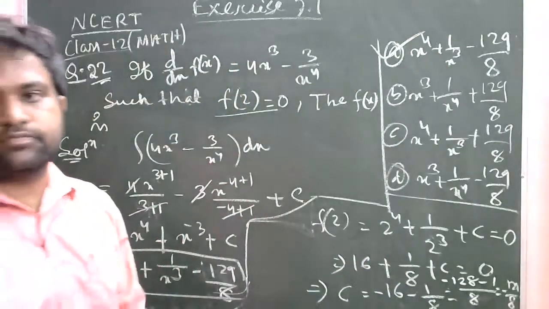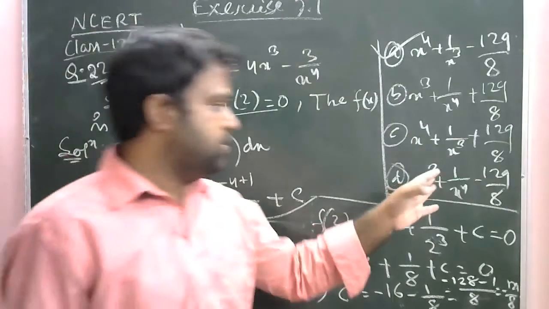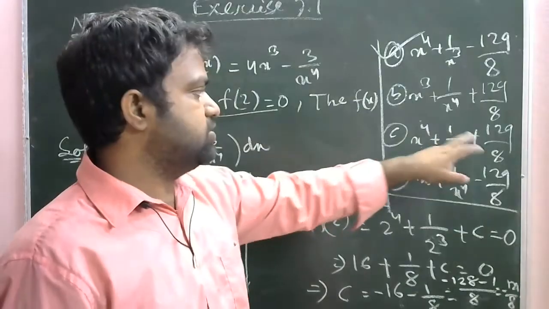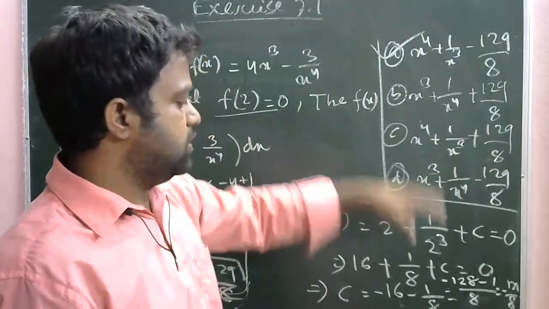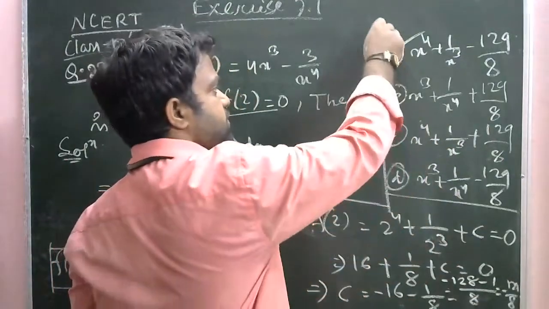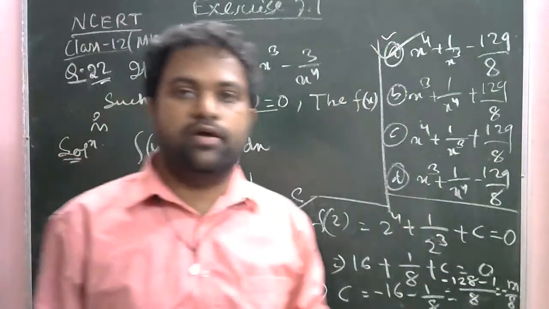Then the others are x³ plus 1 upon x⁴, no. x⁴ plus 1 upon x³ plus, no. We are getting negative, minus 129. So only option A is the correct one, right?